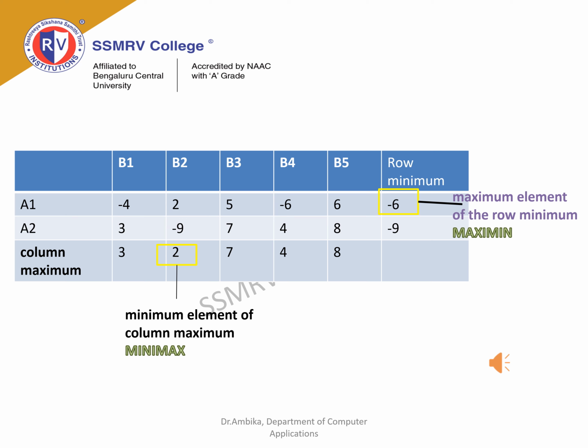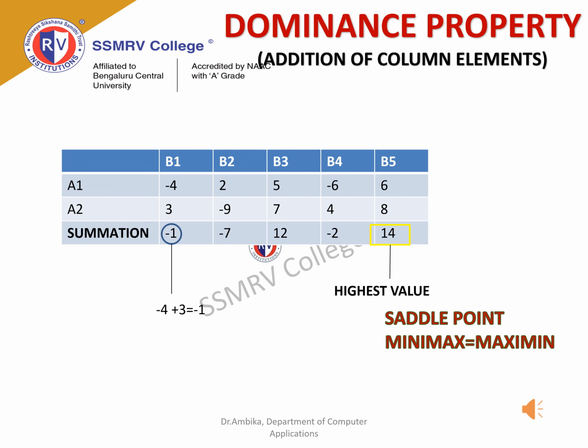You find the lowest element of the column maximum and label it as minimax. In this, 2 is the minimax element. As we are unable to find the saddle point in the table, because the saddle point condition tells that minimax is equal to maximin, we need to apply the dominance property.